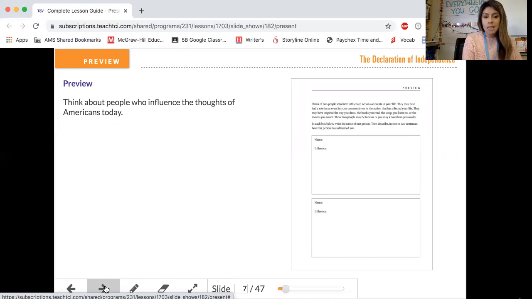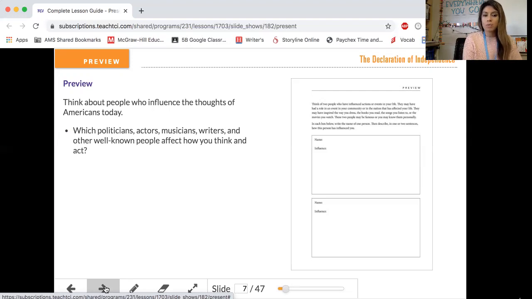And I want you to think about who influenced the thoughts of Americans today. Who influences us? Who gets us to maybe buy a certain drink or play a certain sport or read a certain book? Who influences us? Which politicians, actors, musicians, writers, and other well-known people affect how you think and act? Is there some particular actor or musician that affects how you think and act?